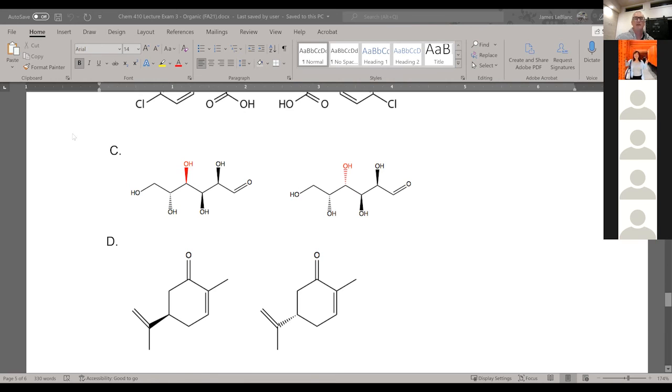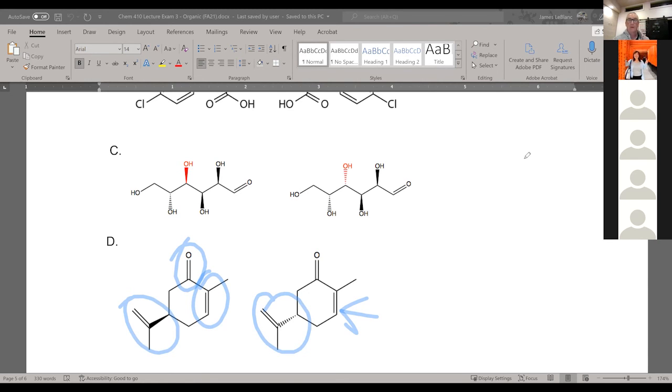Why this one's tricky is because that's planar because it's a double bond. That's planar because it's a double bond. And this is a ring. So basically the only thing that isn't in the plane is this group here.